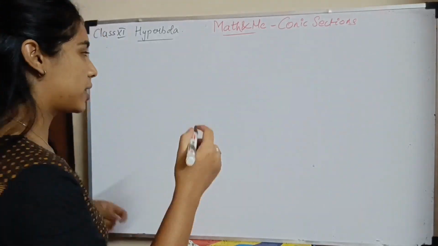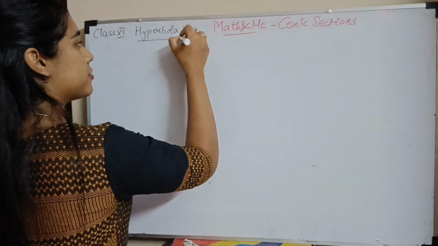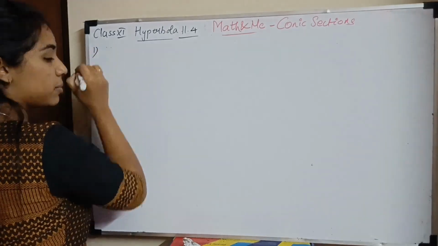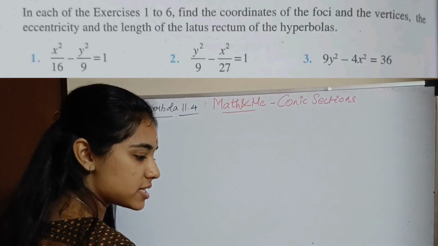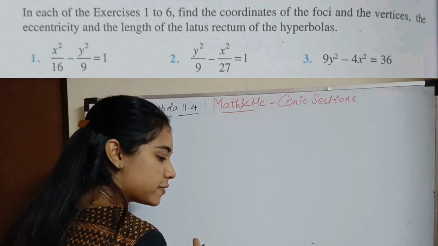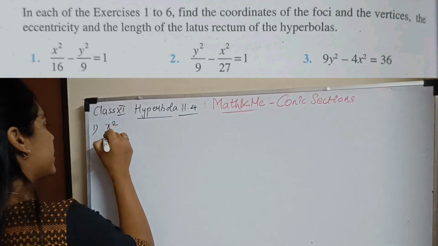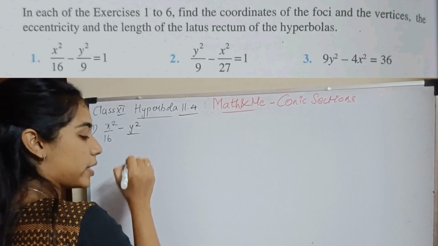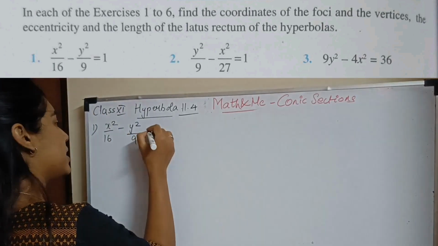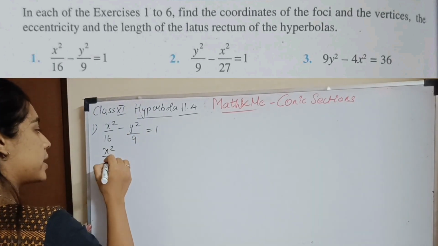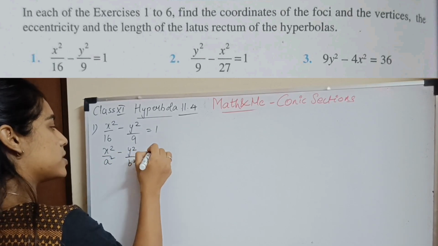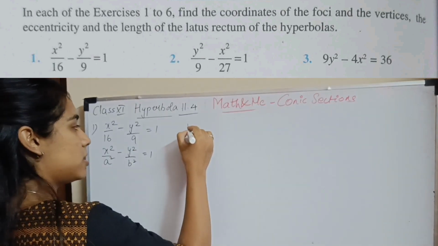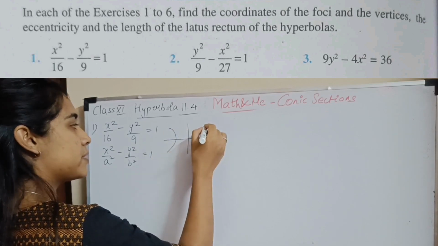So we are going to start with exercise 11.4 Hyperbola. Question number 1. Find the coordinates of foci, vertices, eccentricity, length of the latus rectum. The first question is x square divided by 16 minus y square divided by 9 equals 1. So this is of the form x square by a square minus y square by b square equals 1. Your hyperbola is along the x-axis.